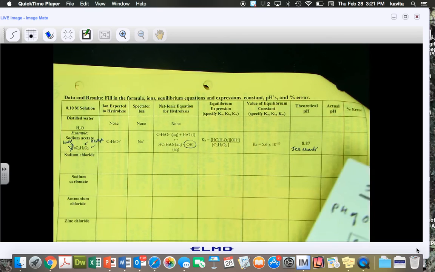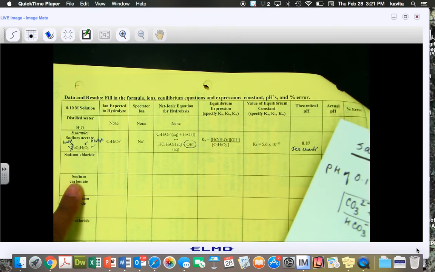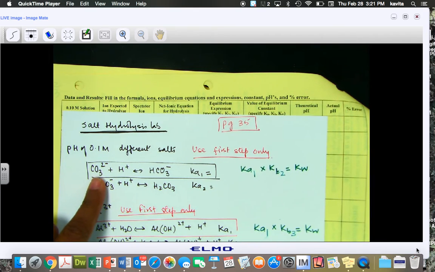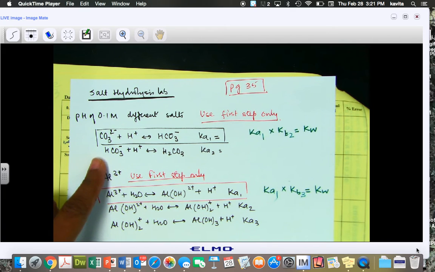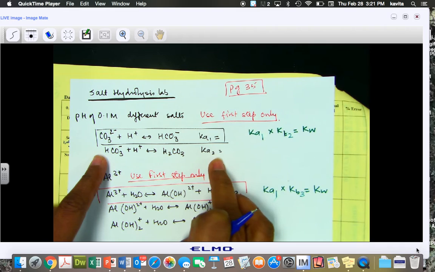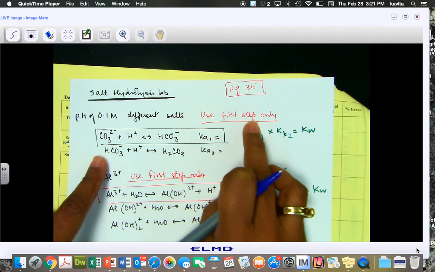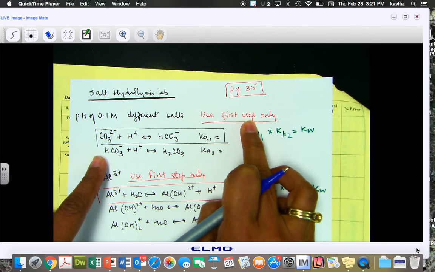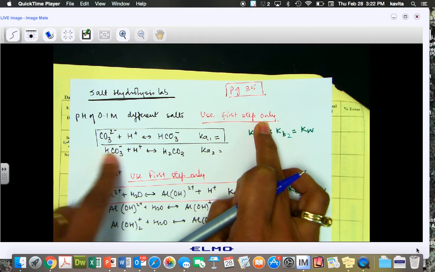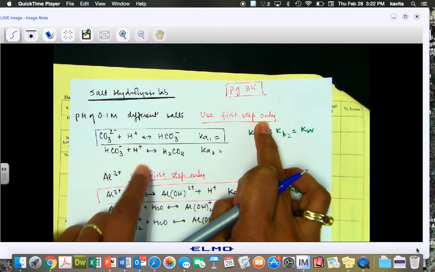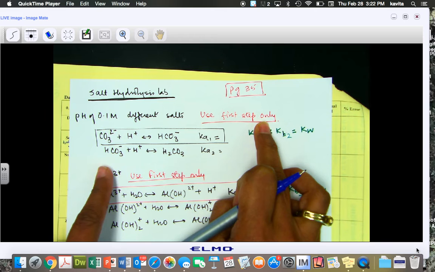When you come to carbonate, like sodium carbonate, carbonate has a 2 minus charge. It is a two-step process. It has a Ka1 and Ka2. Remember, we only use the first step, because the first step makes so many more H plus as compared to the second step.